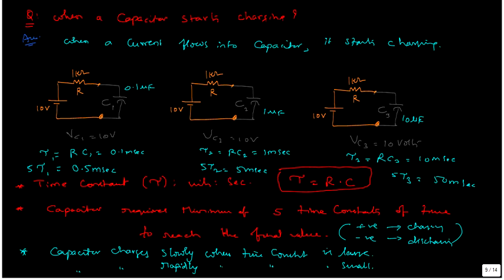Already the capacitor has charged to 10 volts, for example. If it has to discharge, you are not applying any external voltage. Now it has to start discharging until the discharging is completely done. That is, it will reach 0 volts after a minimum of 5 time constants of time. So charging and discharging entirely depend on the time constant of the circuit, and it minimally requires 5 time constants of time.